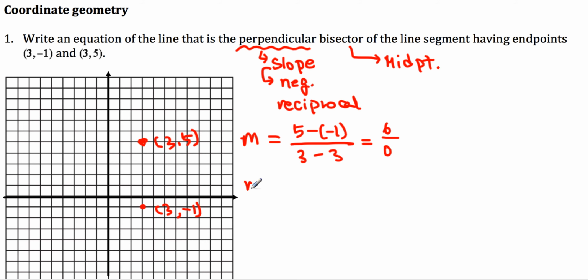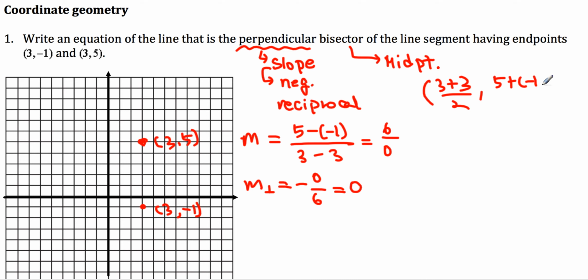Now, the slope of the line that's perpendicular would be the negative reciprocal of that, so negative 0 over 6, which will be equal to 0, because when the numerator is 0 in a fraction, the entire value is 0. How about the midpoint? So 3 plus 3 divided by 2, those are the x values. Y values are 5 plus negative 1 over 2. So we end up getting 3 comma 2. 3 comma 2 is right over here in the middle, and that will be the midpoint between those two.